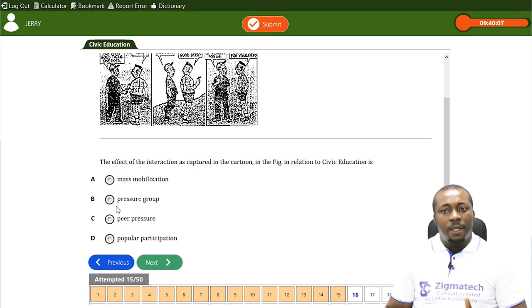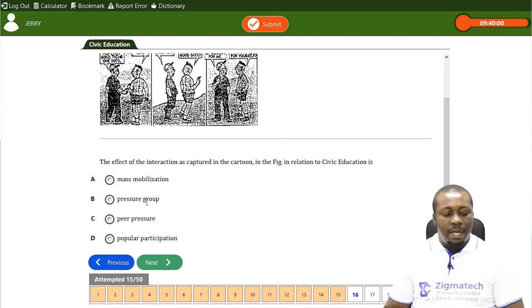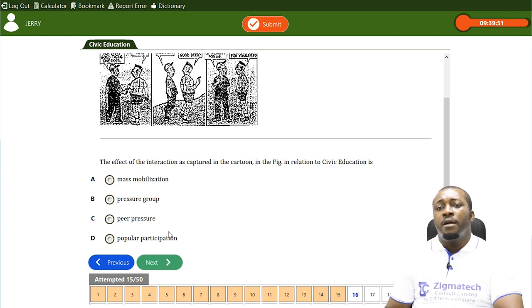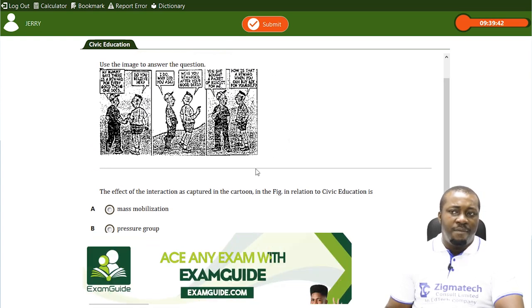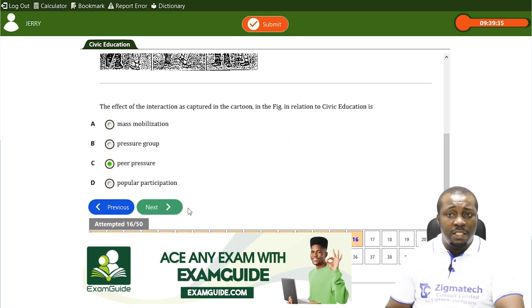Is it pressure group, a group of people, or an interest group organized to influence government policies and decisions in the interest of their members? Is it peer pressure? Is it popular participation, which is the involvement in social, political, and economic activity? Rather, what is taking place here is peer pressure. You see, the other one is telling the other person how is a packet of biscuits a reward when you can afford it. So it's a peer pressure. It's trying to make this other one change his mind.